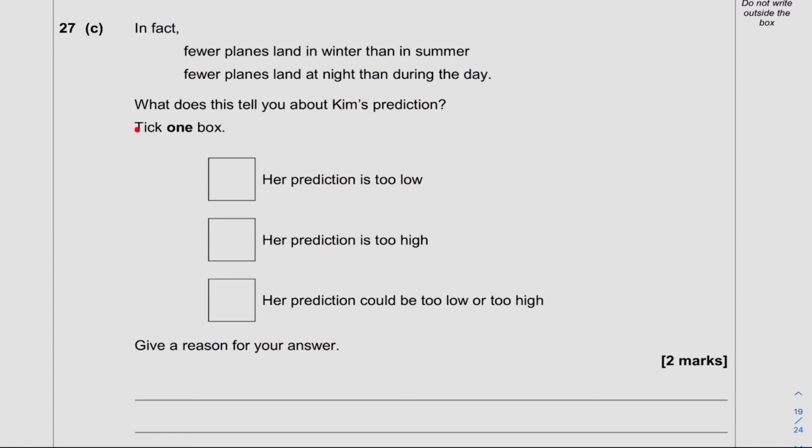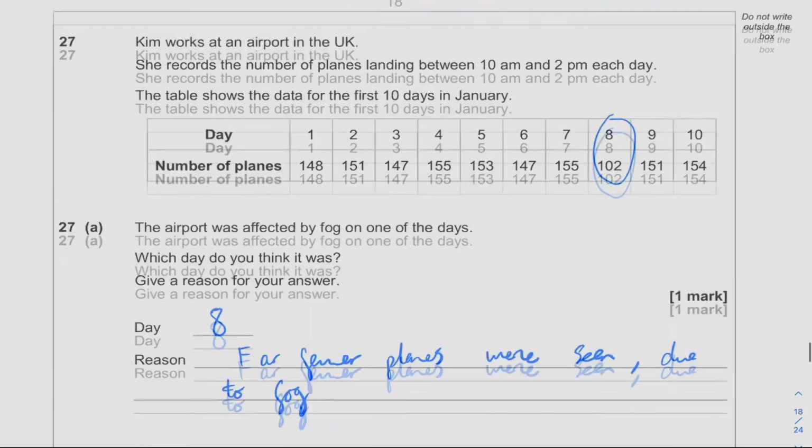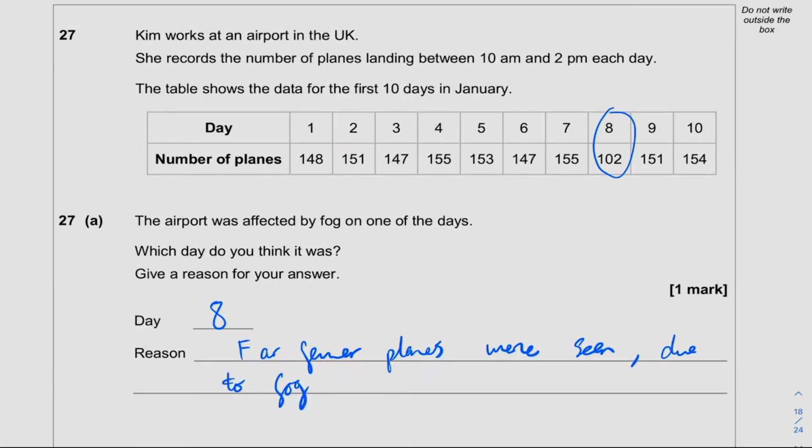So what does this tell us about Kim's prediction? And we've got to say if her prediction is too low, too high, or it could be too low or too high. So there's 2 points to consider here. So for point 1, where she said there were fewer planes landing in winter than in summer, we need to go back to our original data from our table.